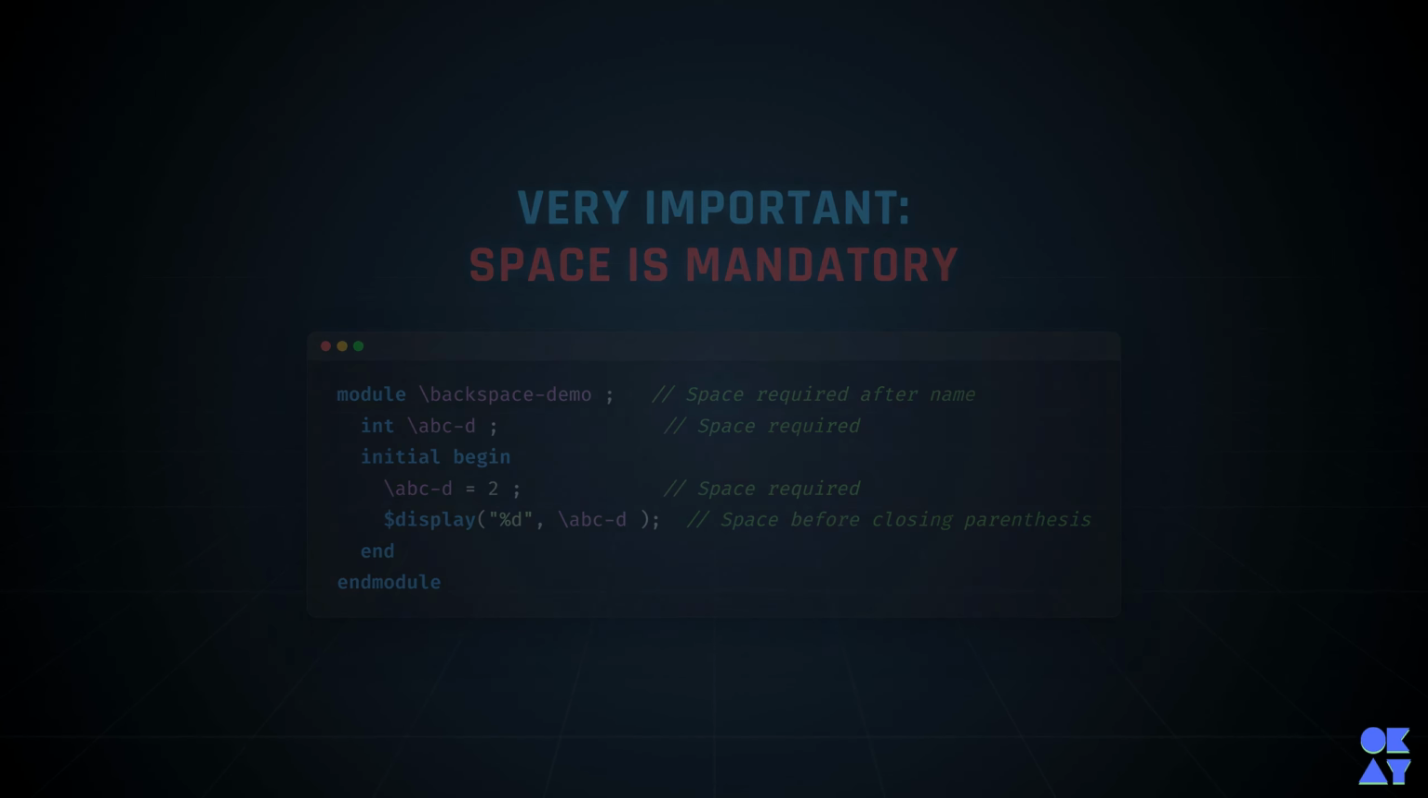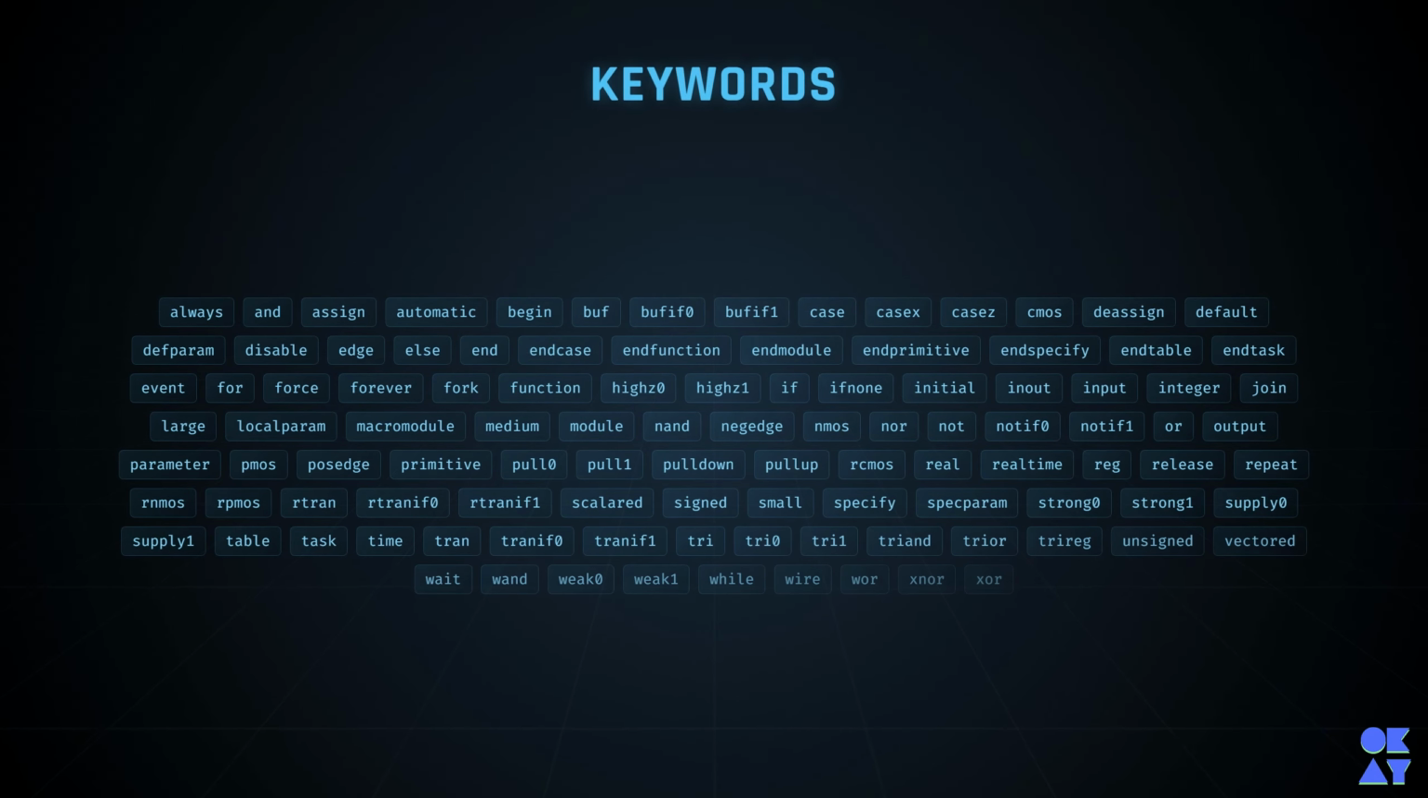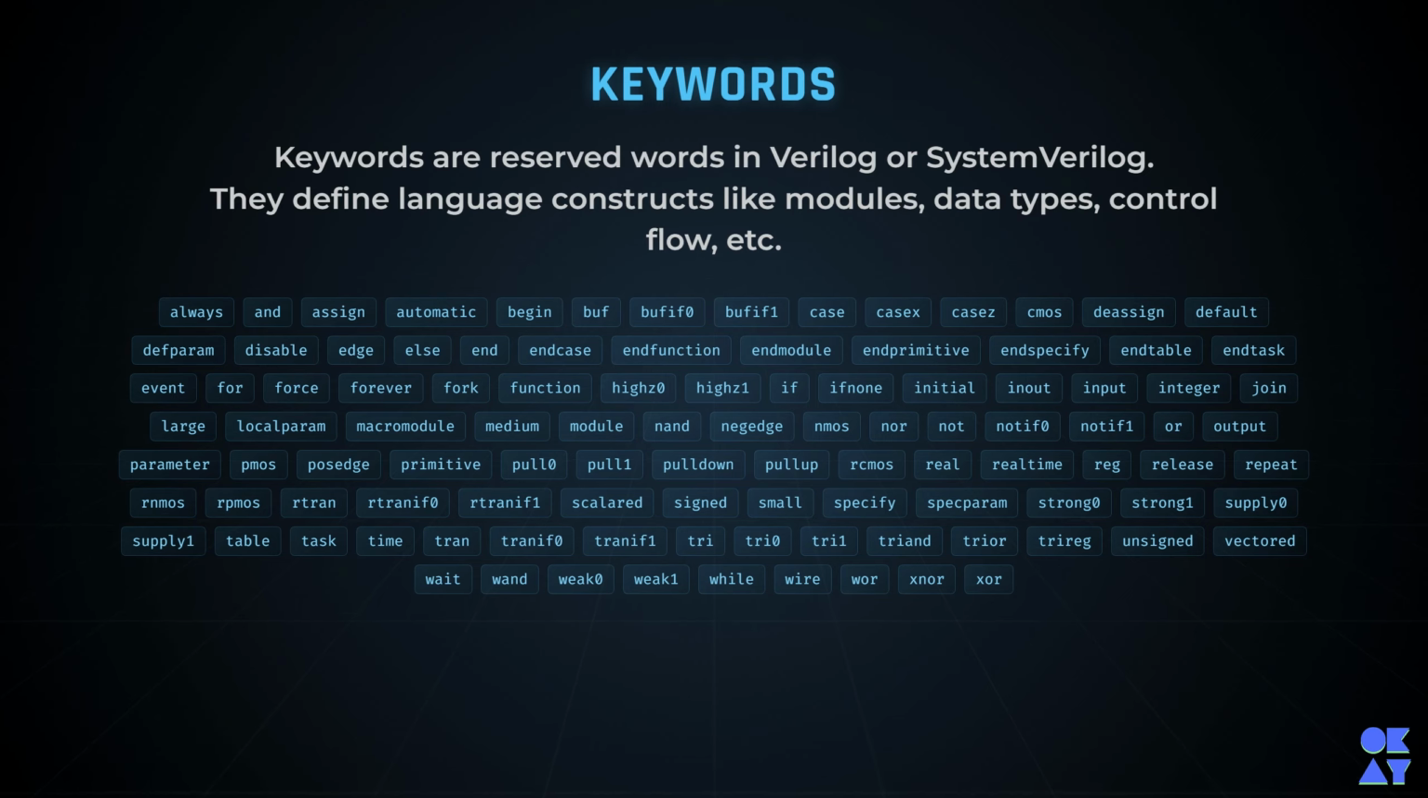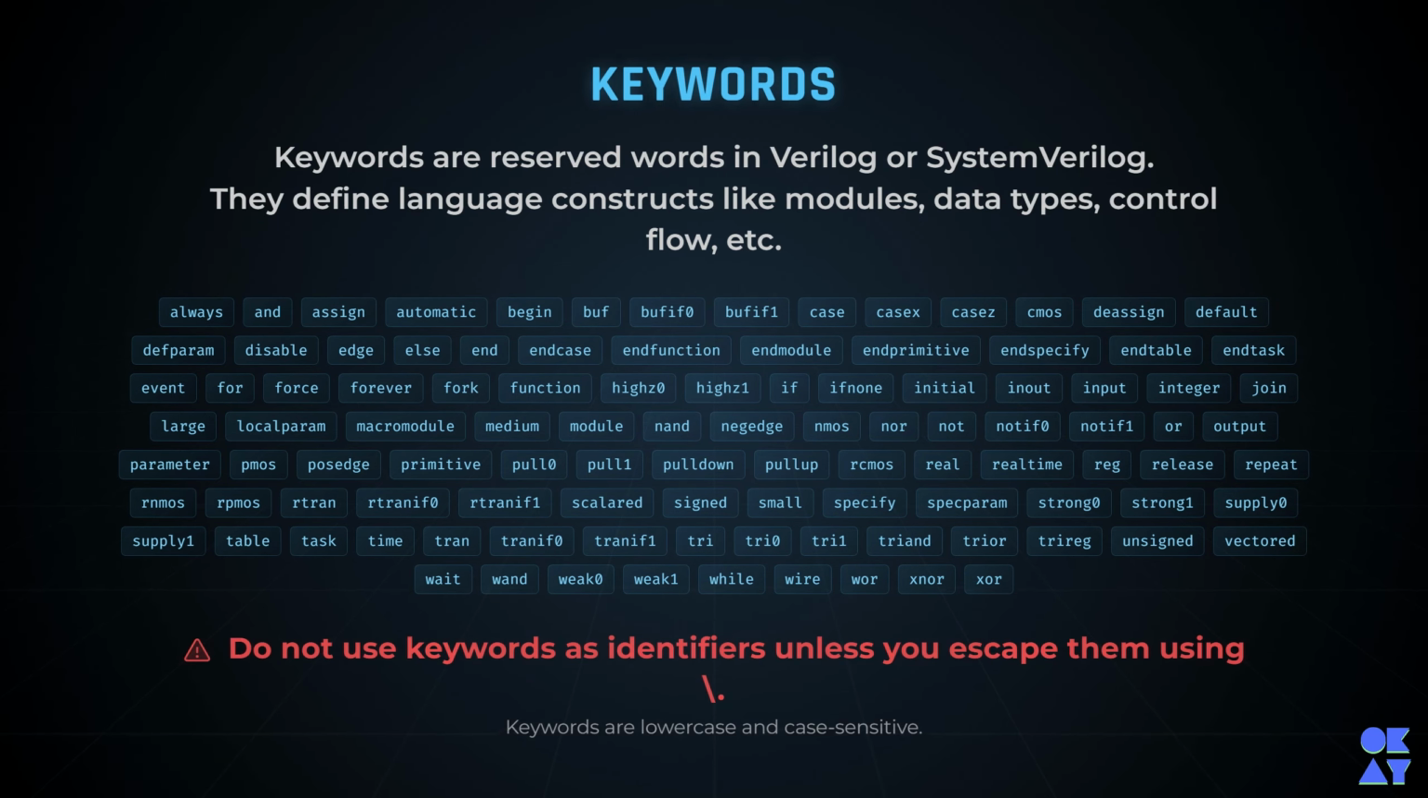Keywords. Keywords are reserved words in Verilog or SystemVerilog. They define language constructs like modules, data types, control flow, etc. Do not use keywords as identifiers unless you escape them using a backslash. Verilog and SystemVerilog keywords are lowercase and case sensitive. These are the keywords list.